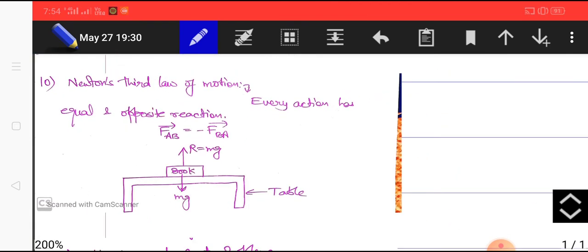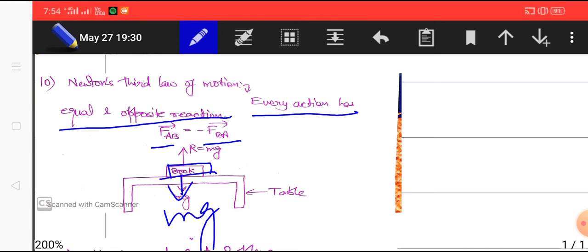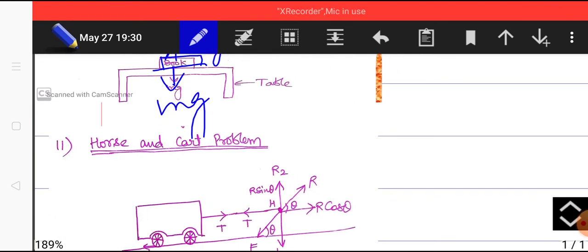So with these consequences, let us move to Newton's third law of motion. Newton's third law of motion states that every action has an equal and opposite reaction. You must have studied this in 9th class: F_AB is equal to minus F_BA. A simple example: a book is kept on a table. If the weight is working downward, mg, the normal reaction is vertically upward, that is also equal to mg.